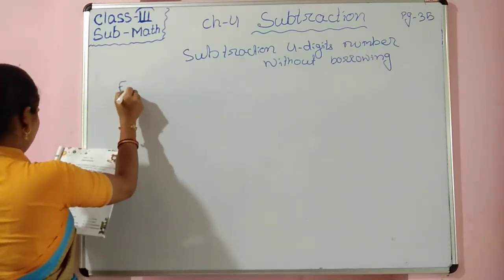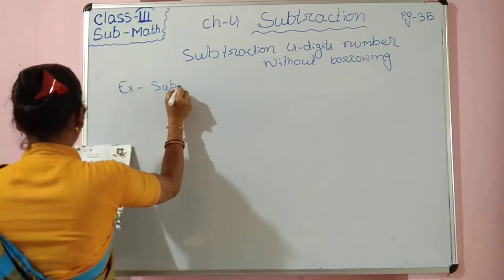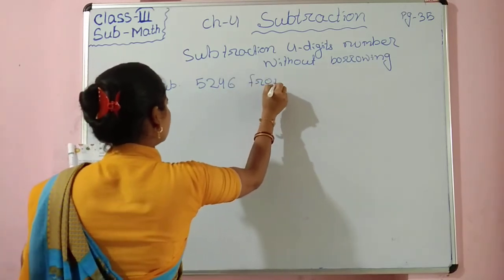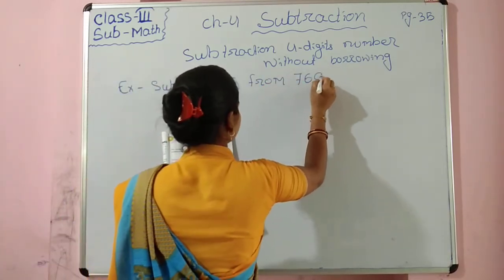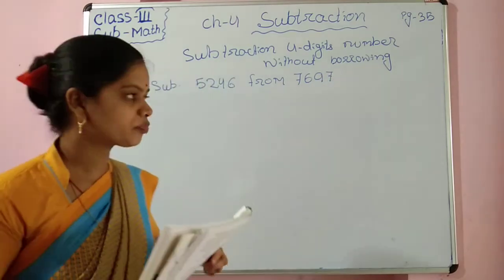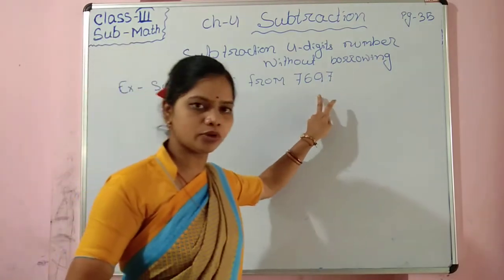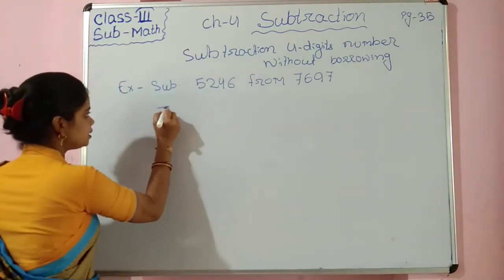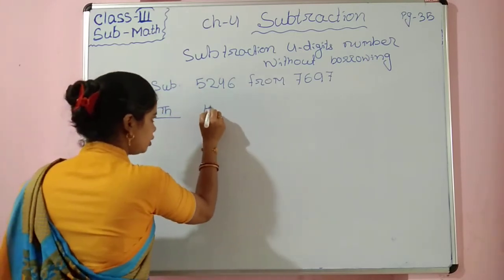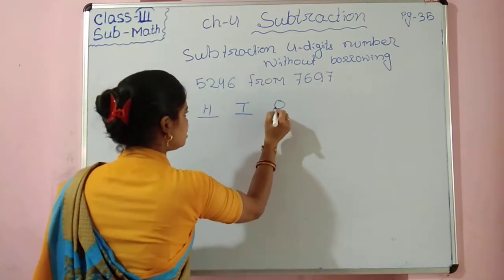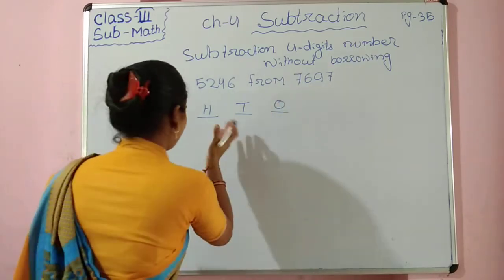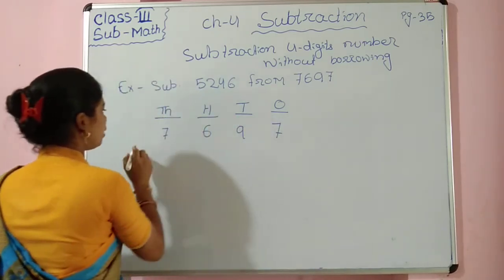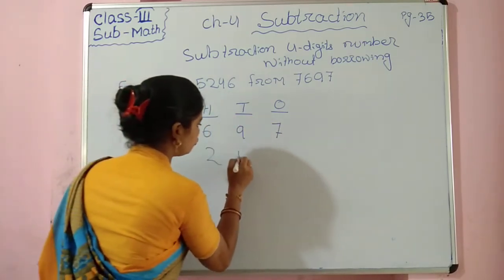An example: we subtract 5246 from 7697. We subtract this number from this number. First we arrange the numbers in their places: thousands, hundreds, tens, ones. Let's put the numbers in their places: 7697 minus 5246.